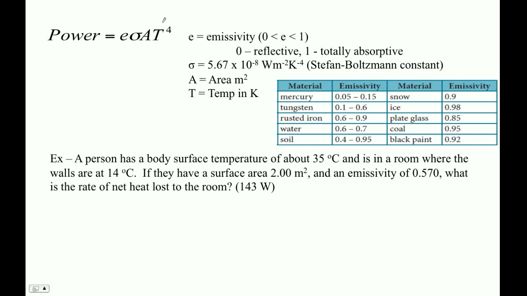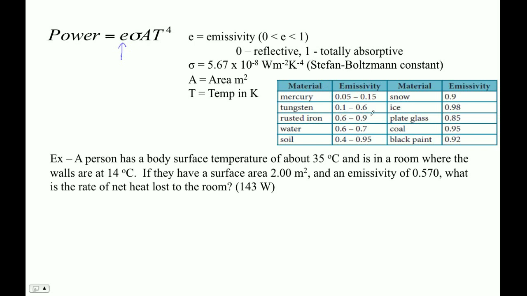Okay, so here is the formula, and this is the full-fledged formula for power emission. It's exactly the same as the other formula, only now we've added something called an emissivity. And the idea of emissivity is its ability to emit radiation, right? Surfaces that are shiny tend to have very low emissivities, and ones that are sort of dull and black tend to have a very absorptive one, right?